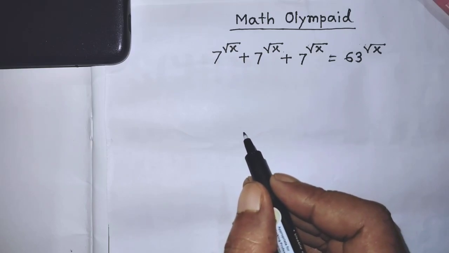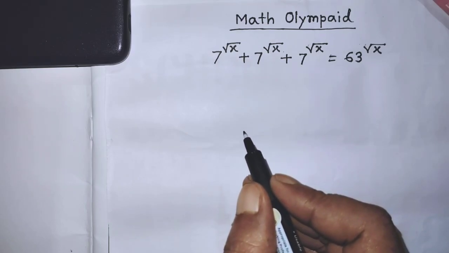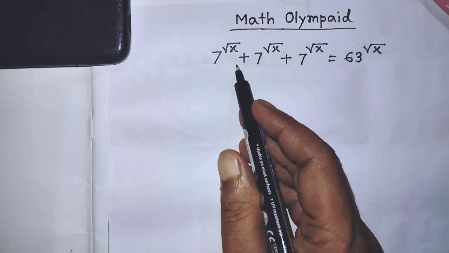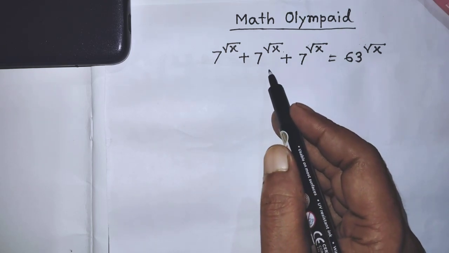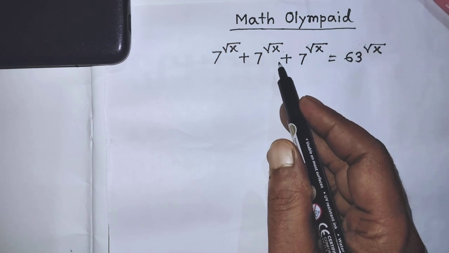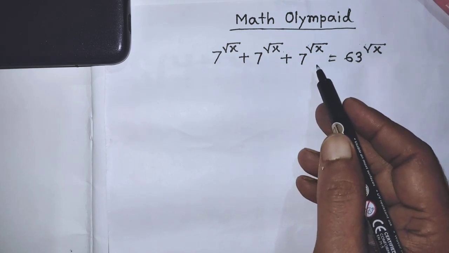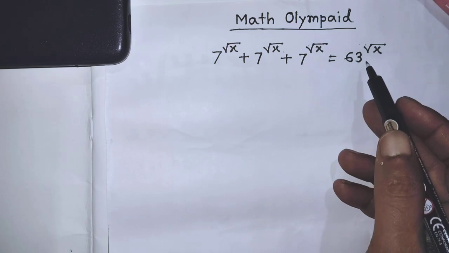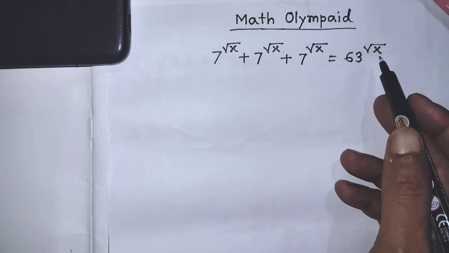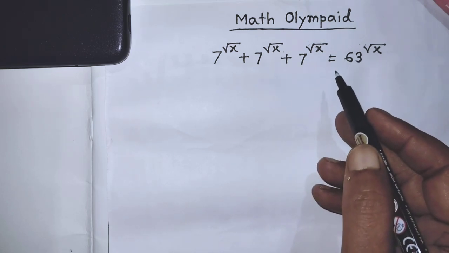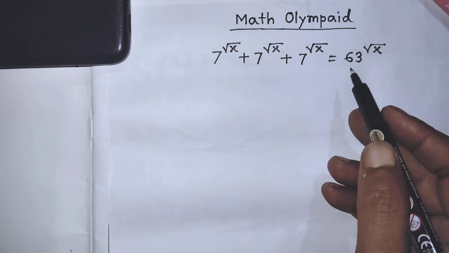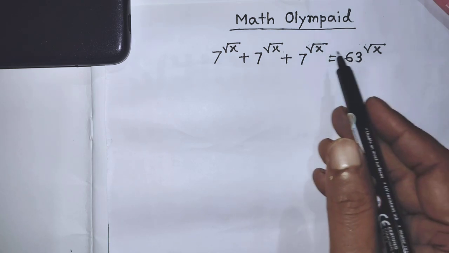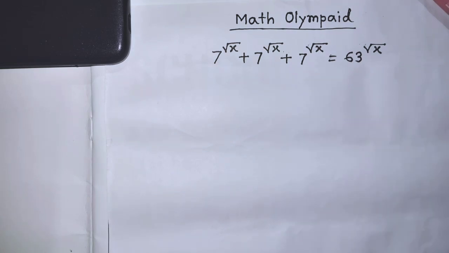Hello guys, you are welcome to solve this math problem, which is 7 to the power square root of x plus 7 to the power square root of x plus 7 to the power square root of x is equal to 63 whole to the power square root of x. So guys, today I am telling you how to find the value of x from this equation.